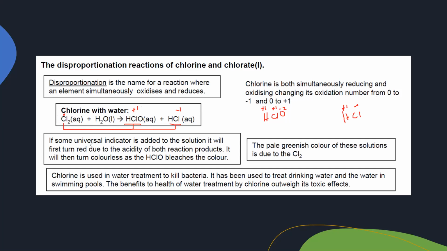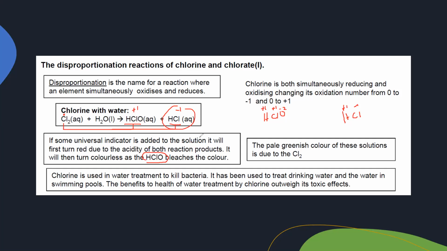And what will happen if some universal indicator is added? It will first turn red. Why will it turn red? Because HCl is an acid, or the acidity of both products. But it will then turn colorless because HClO also has a tendency to bleach, or to decolorize the substance.